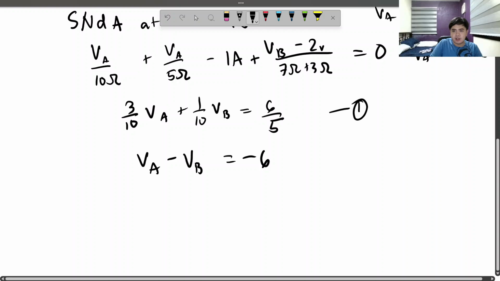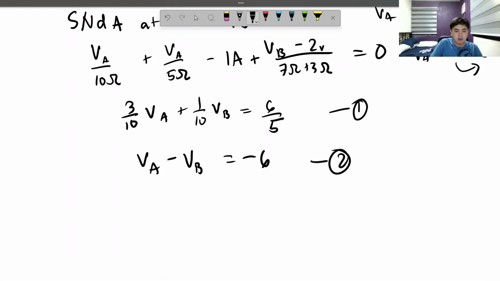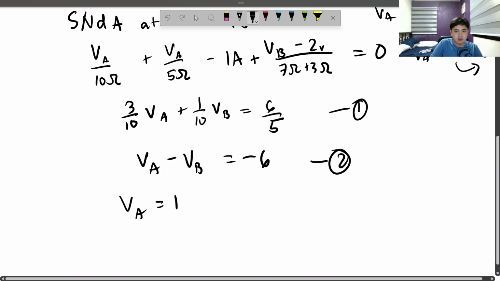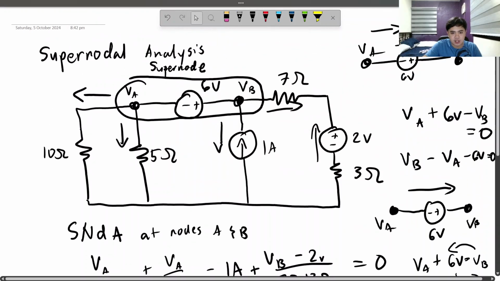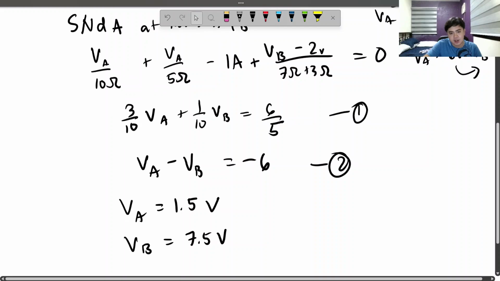You can see that we can transpose both of these together in order to get the second equation, VA minus VB equals negative 6. You can use your favorite calculator program, but I will tell you the answer. VA is 1.5 volts. VB is 7.5 volts. So it's positive, so the ground, we assumed that the ground was here, and it is indeed correct. The ground is there.